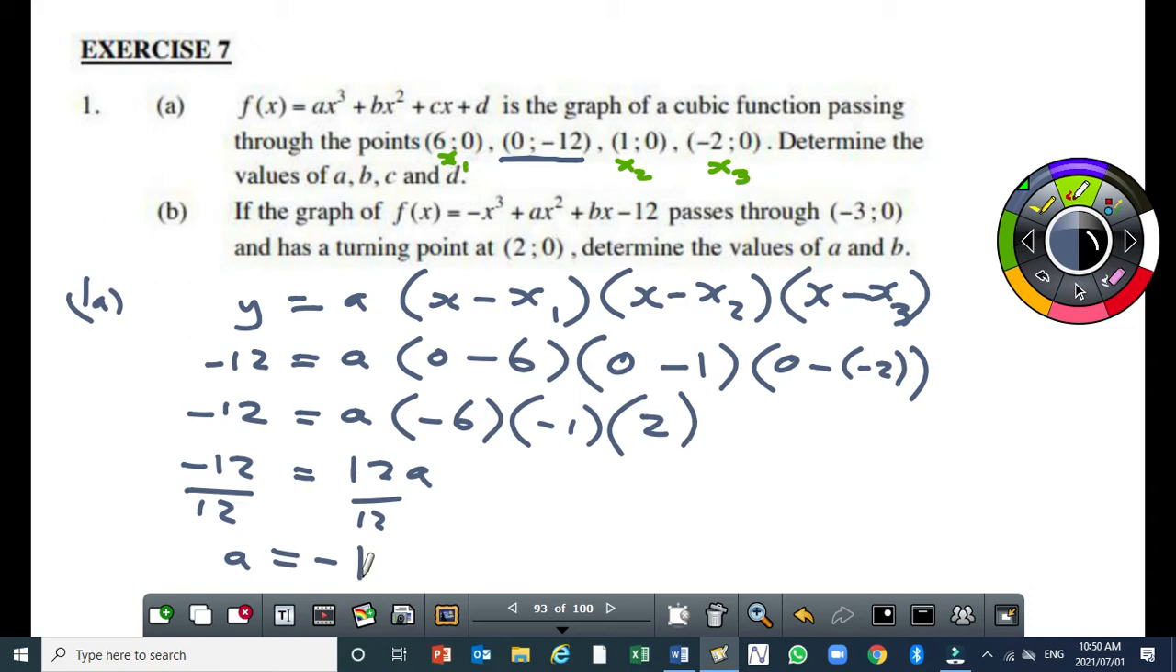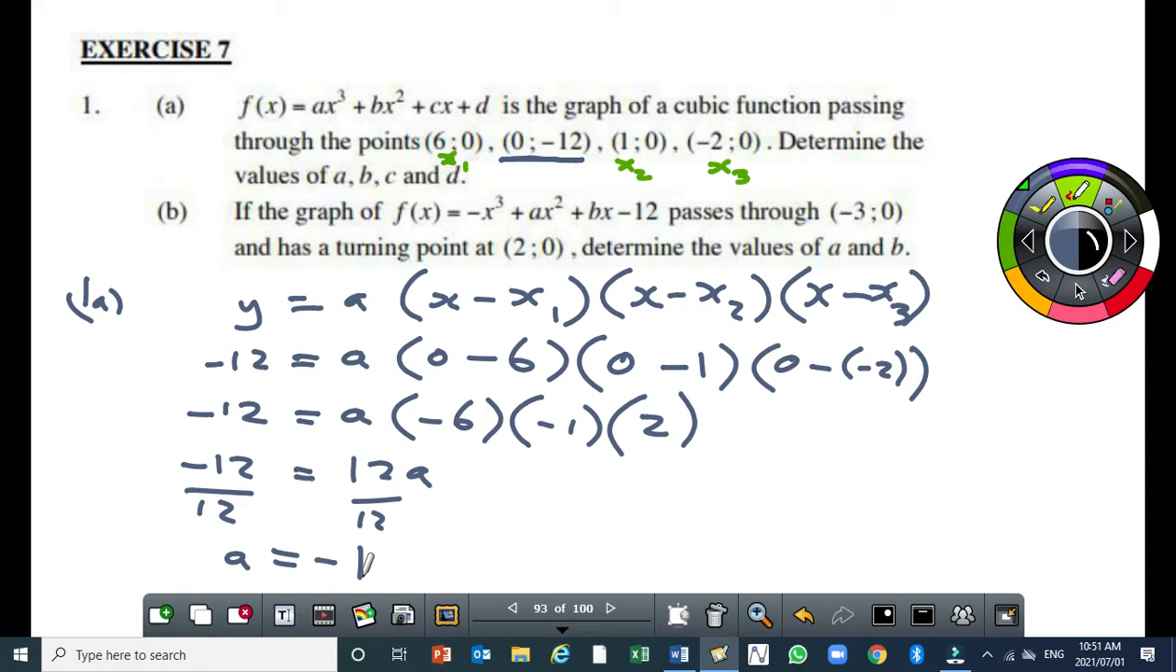Alright? Now, to find b, c, and d, what you have to do is substitute the value of a only. Don't substitute x; substitute x1, x2, x3. Don't substitute the y. Then you use FOIL and your knowledge from grade 9 to remove the brackets. If you don't know that, then you won't be able to do the question. So on the next page, that's what I'm going to do.